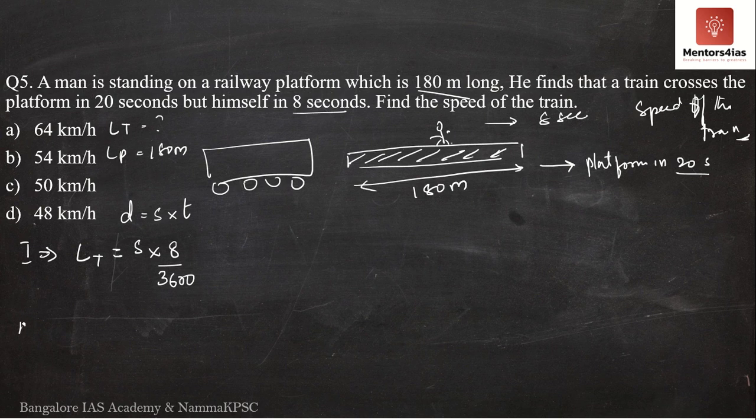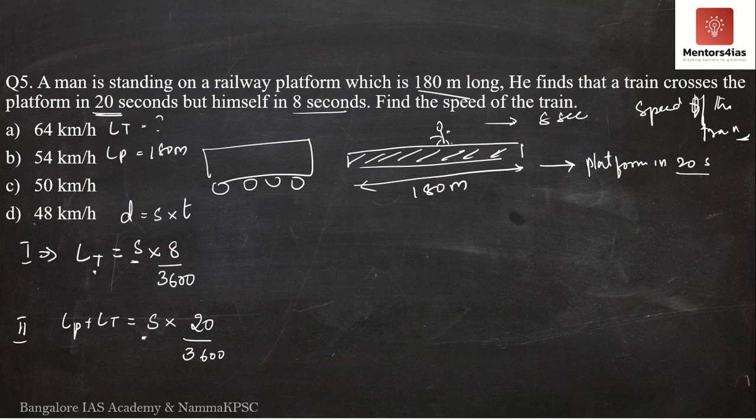Next, we have the second scenario, where the length of the platform plus the length of the train is equal to, again, the same thing, that is speed into the time taken to cross the platform. So that is 20 divided by 3600. Now we have to determine the speed of the train. But we have one another unknown variable, that is the length of the train.